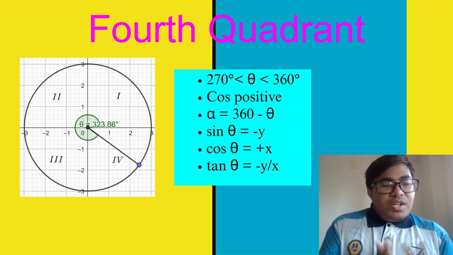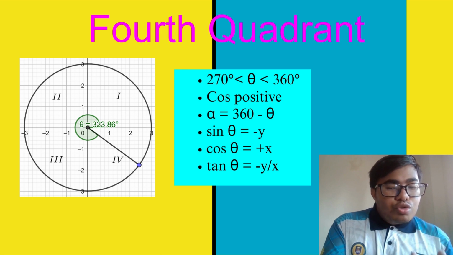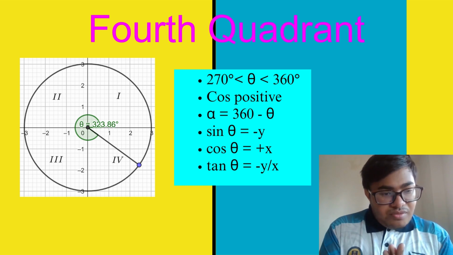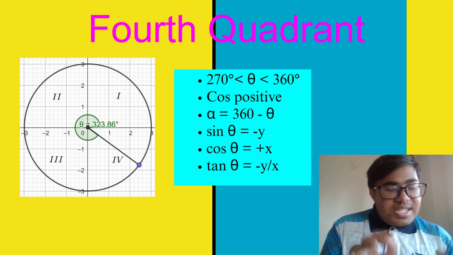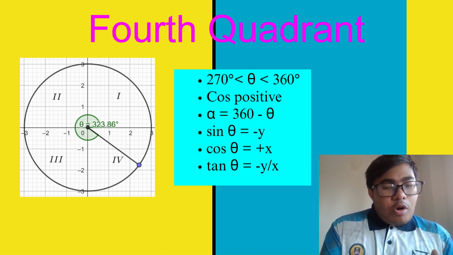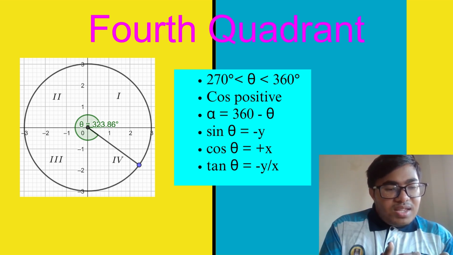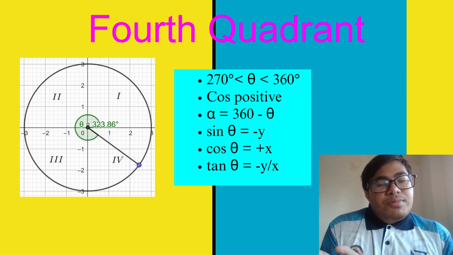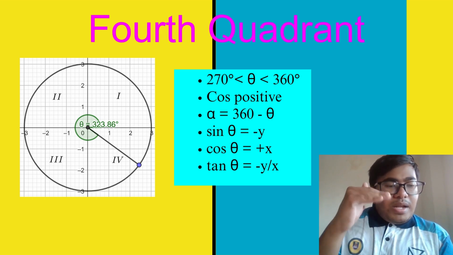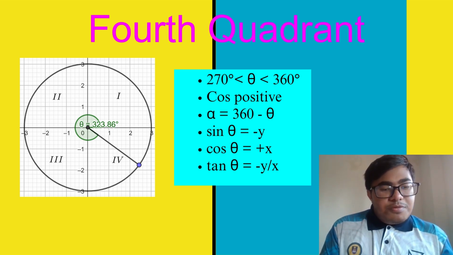And last but not least, the fourth quadrant. The value of theta is from 270 degrees to 360 degrees. In this quadrant, only cos values are positive, and the reference angle is 360 degrees minus theta. And since only cos is positive here, the values of sine and tan theta are negative. Why is tan negative? Okay, we know that sine is negative and cos is positive. So when a negative integer is divided by a positive integer, you will get a negative value.